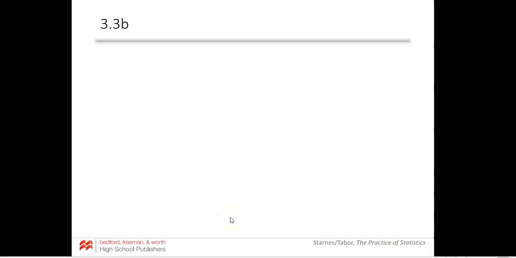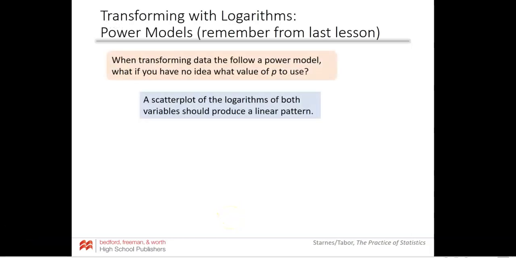Okay, this is lesson 3.3b. Let's remember from last session, because you might not have caught this.